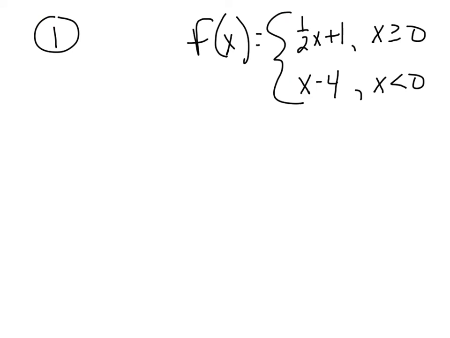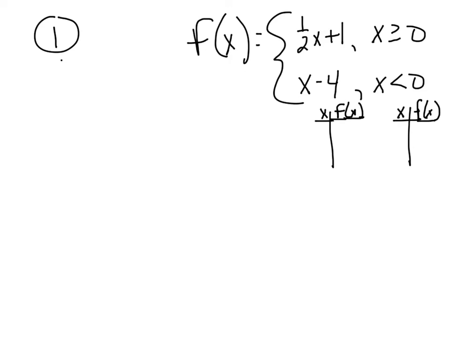So in number 1, we have the first equation, f of x equals 1/2 x plus 1 when x is greater than or equal to 0. And then the second one is x minus 4 and when x is less than 0. So let's set up my 2 t-tables. And these should be really easy to graph because you've graphed lines before. These are just linear functions. So now we need to graph.